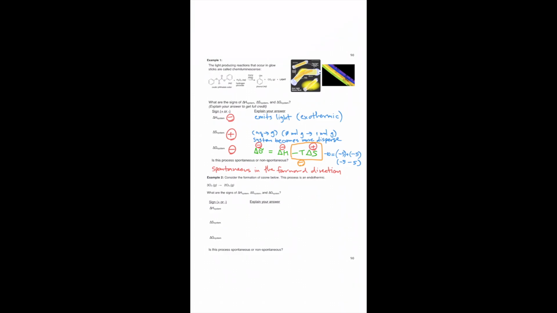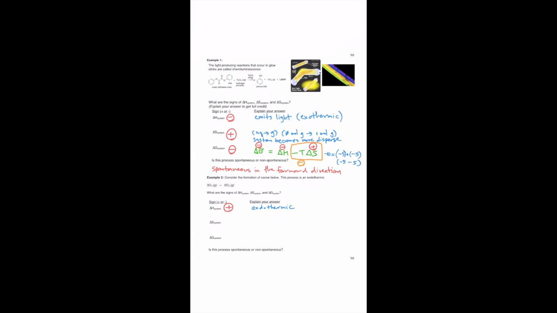Example 2: we have the process of oxygen converting into ozone, and we are going to take a look at the sign for this reaction. First, let's take a look at the sign of enthalpy. The sign of enthalpy change can be determined from whether the reaction is exothermic or endothermic. This reaction is already given to us as endothermic. Therefore, delta H, or enthalpy change for the system, would be positive.